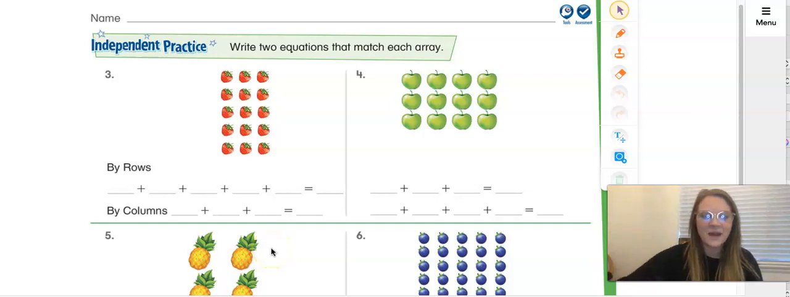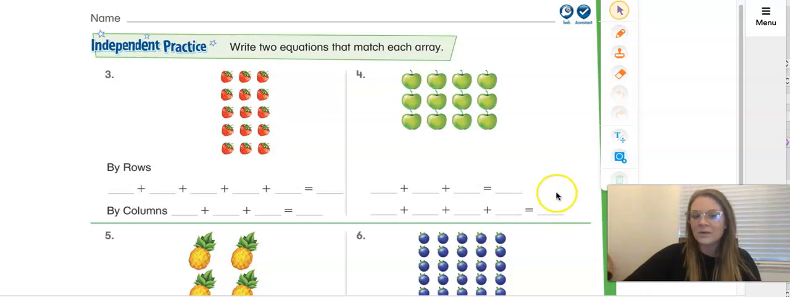All right, on to independent practice. This one says write two equations that match each array. I'm going to let you guys work on the odds today, and I'm going to focus on the evens. So we're going to start by looking at this array of apples, and we need to write two equations.